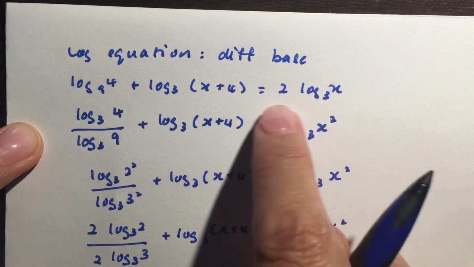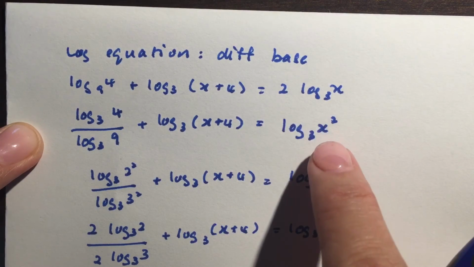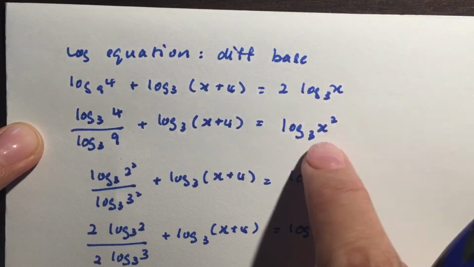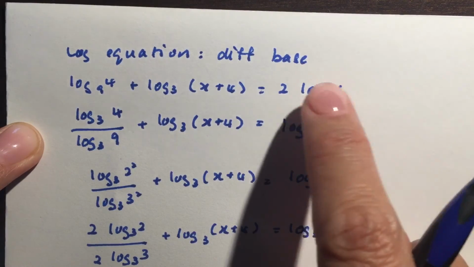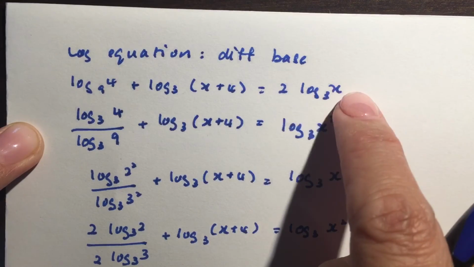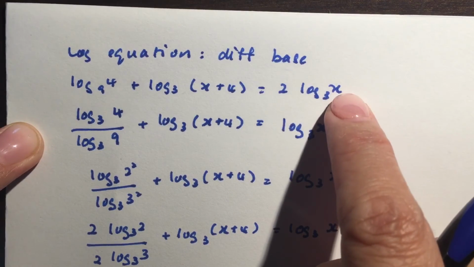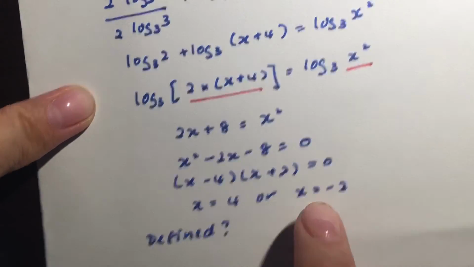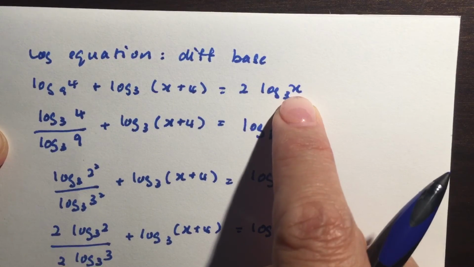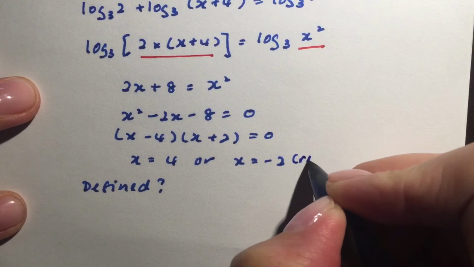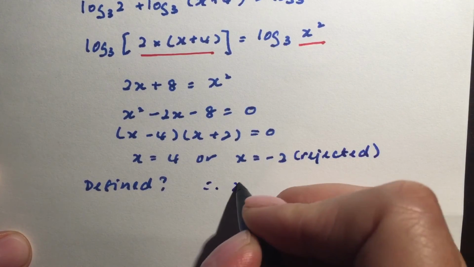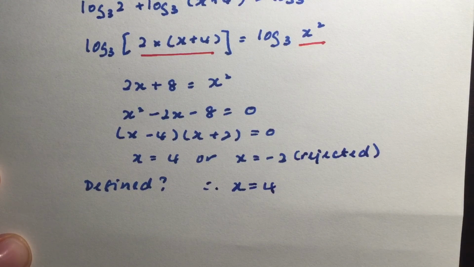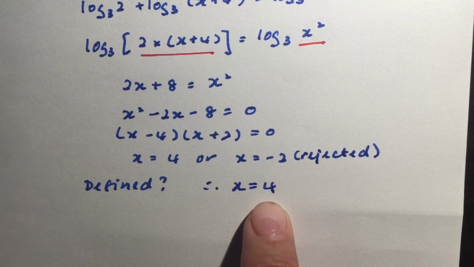So we have to look at the original question. Do not think that because I have a square here, eventually this becomes positive. No, we have to look at the original question. The original question had log x base 3, so we are looking at this x here. If we put x as negative 2 into here, it is not defined anymore. So in this case, we are going to reject this one. The only one that we will accept is x equals 4. So always remember, do a check.